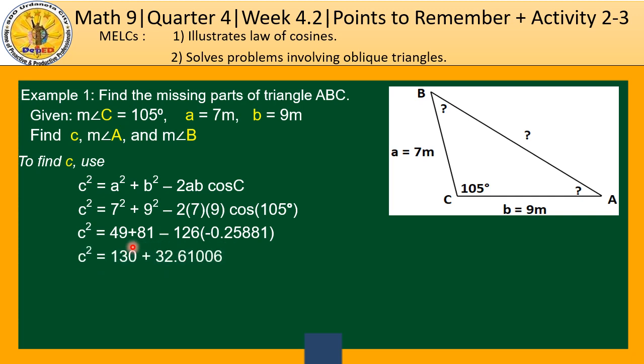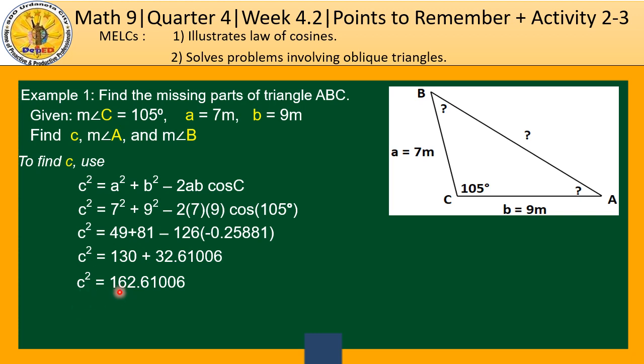Then again, if we add this 49 and 81, it will be 130. If you multiply this, negative times negative will be positive, times 126. Let us multiply this one. So this is 32.61006. Then we will add, the resulting will be this one.